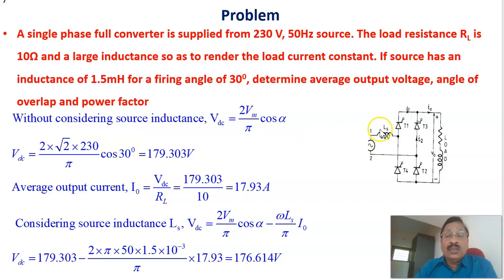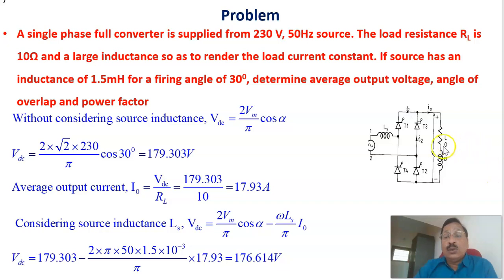Therefore, if you are not considering the source inductance, the output average voltage across the load RL equals 179.303 volts. Now, what is the current? Because you calculated the average voltage V0, the average current equals VDC divided by R. The load resistance is given as 10 ohms. Therefore, the load current I0 is equal to the average voltage divided by the resistance.